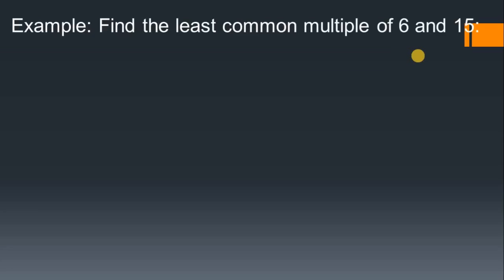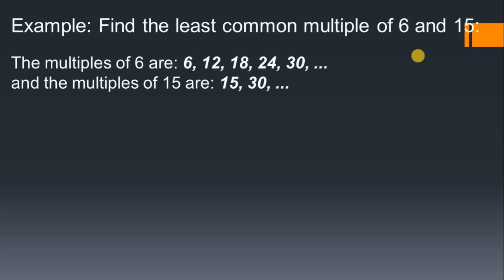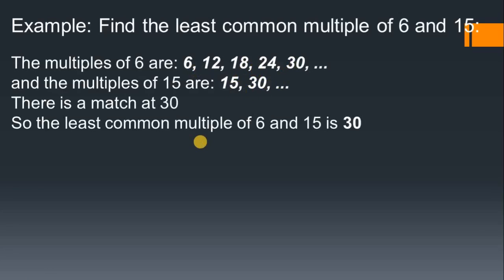So if we take an example, find the LCM of 6 and 15, then we go to the multiplication table. The 6 multiplication table starts with 6, then we write the coming numbers. In the same way we do it for 15. If you see this calculation, 30 is common. The 30 number is common, so it means that there is a match at 30. So the LCM of 6 and 15 is 30.